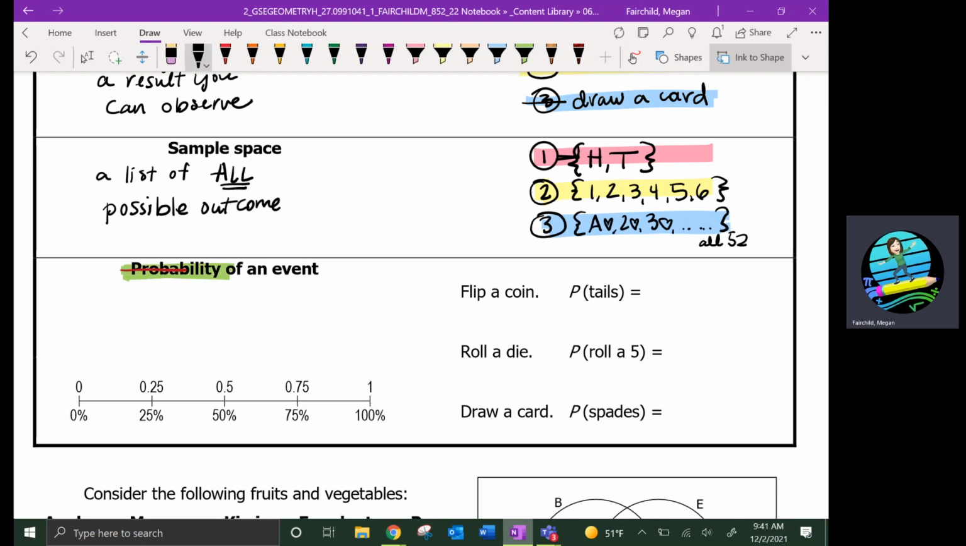Probability, the formula for probability, this is how I like to remember it, is the number of ways to get what I want divided by the total number of possible outcomes.